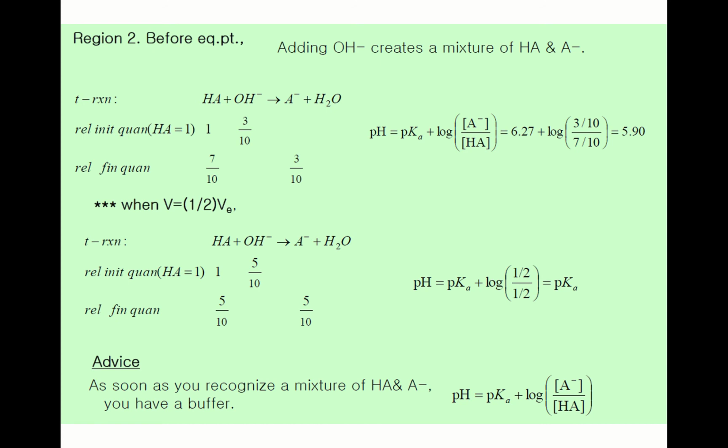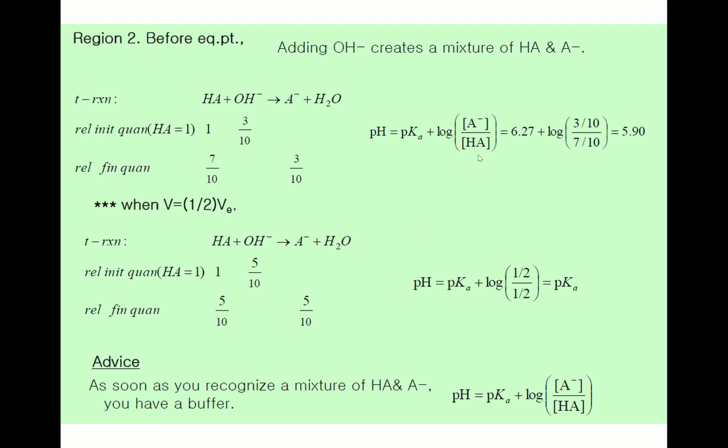So this is a very good way to experimentally obtain the pKa of a weak acid. When you have a very nice titration curve, you find the equivalence point, and at exactly halfway, the pH is pKa. All right.